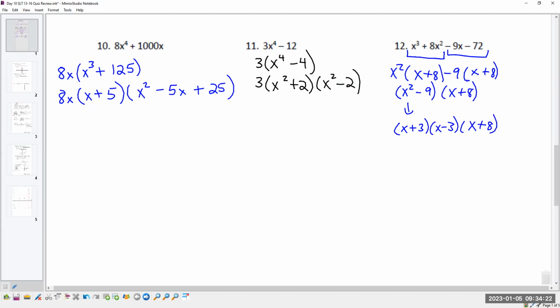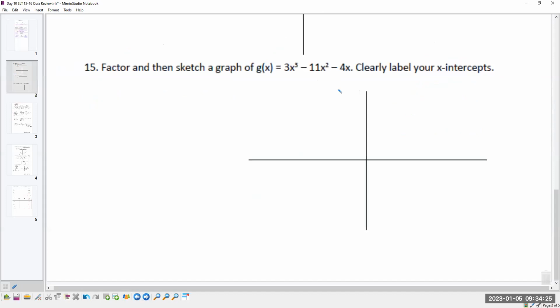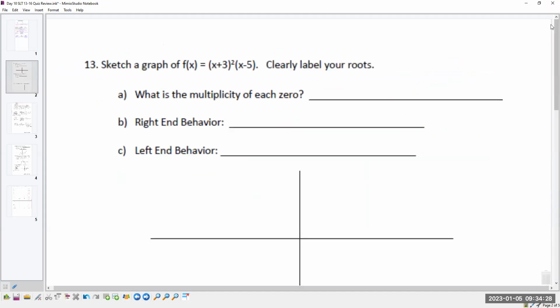Okay, on the back, we're going to sketch some graphs. It says sketch a graph of f of x and clearly label your roots. So before I get started, I want to notice a couple things here. I want to notice that f of x has a degree of 3 because squaring the x times this x right here would give me a degree of x squared. So I'm just going to jot that down. The degree is 3. And because there's no negative sign here, it's just a leading coefficient of 1, I have a positive leading coefficient.